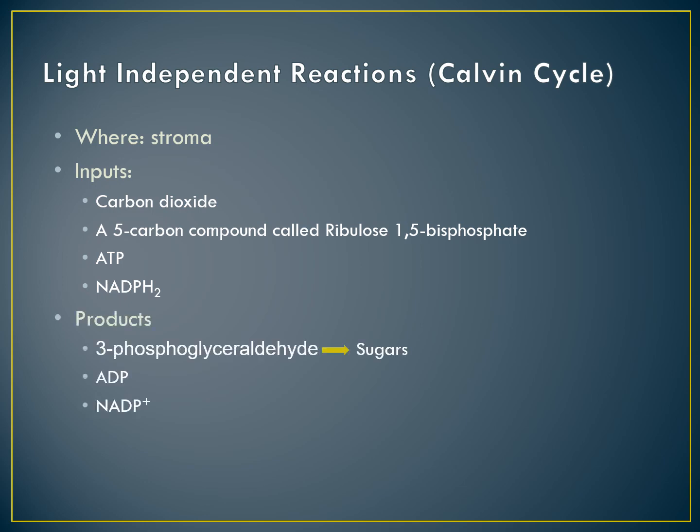The thing that we make during the Calvin cycle is a compound called 3-phosphoglyceraldehyde, which can be converted into sugars, specifically glucose. And then we get ADP and NADP as products, and those are the depleted forms or the low energy forms of ATP and NADPH.